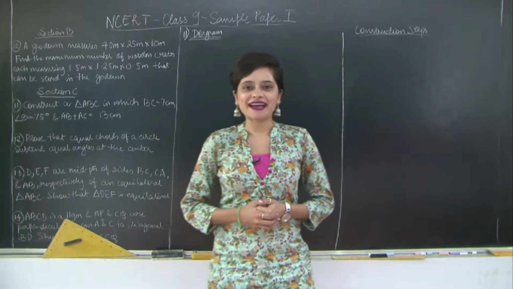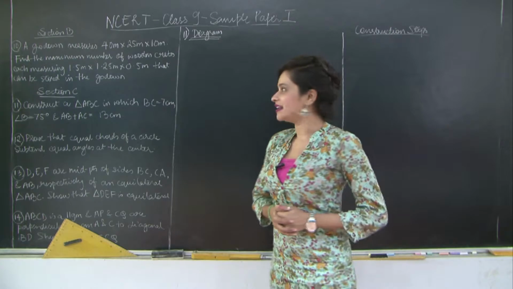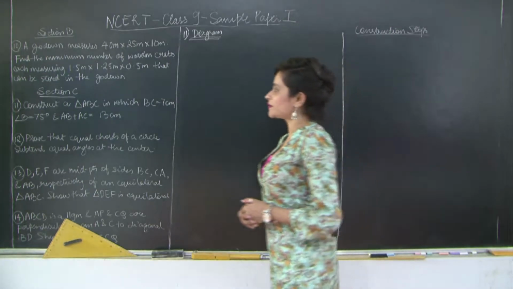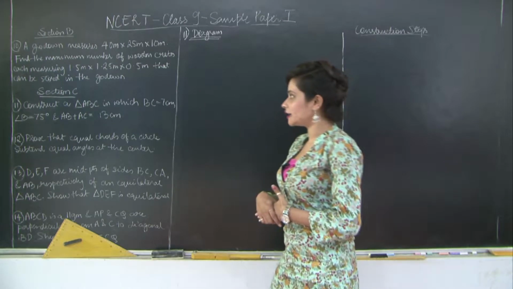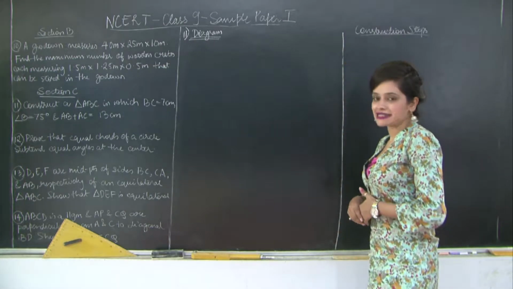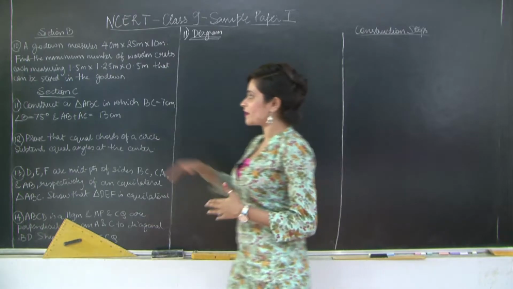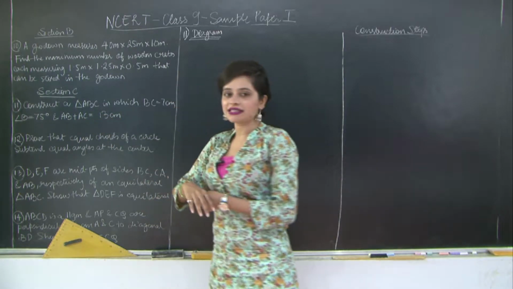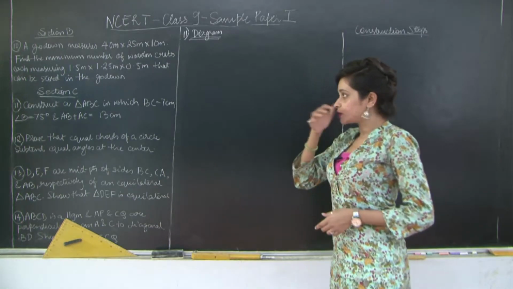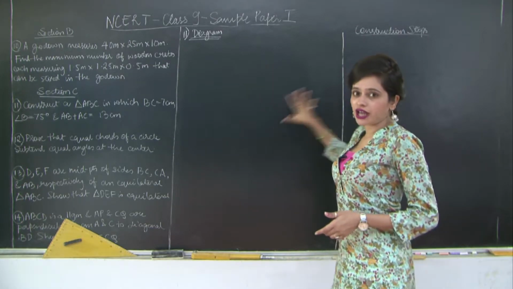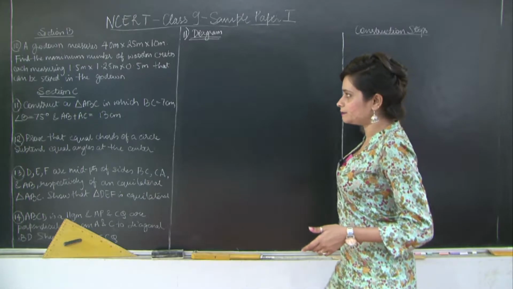Hello students, welcome back. Let us continue with sample paper 1, starting off with section C now. This is about a construction wherein we need to construct a triangle ABC in which BC is 7 centimeters, angle B is 75 degrees and AB plus AC is 13 centimeters. So we will do the construction and we will write the construction steps as well.